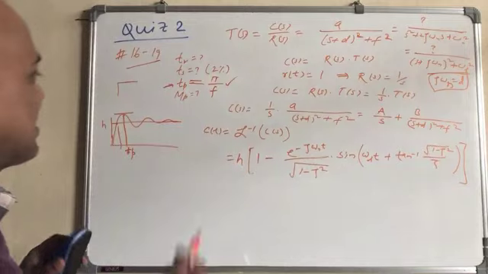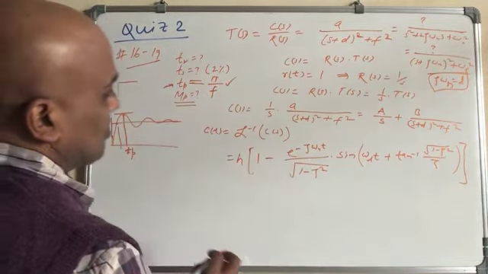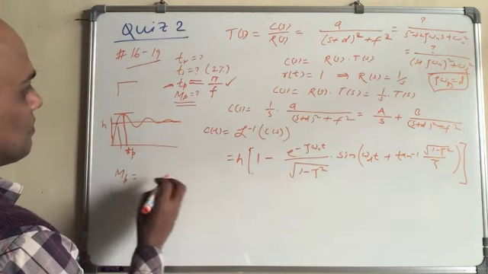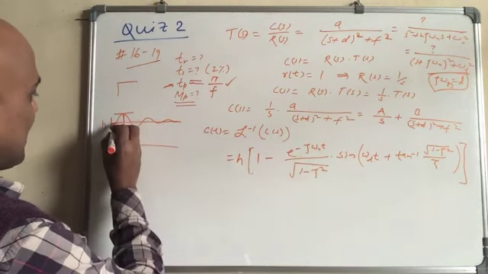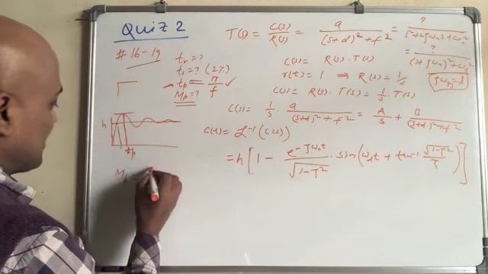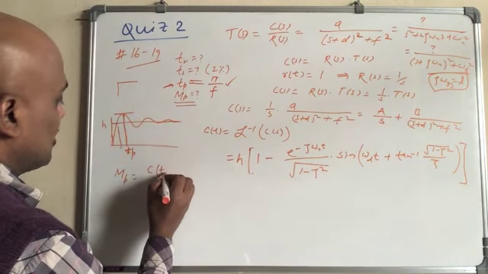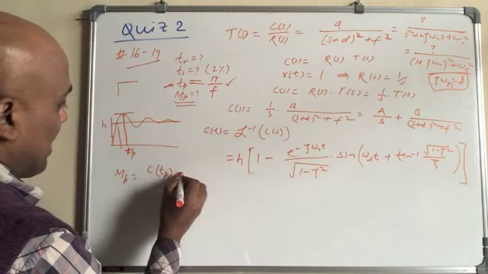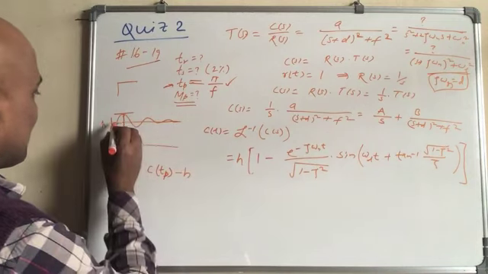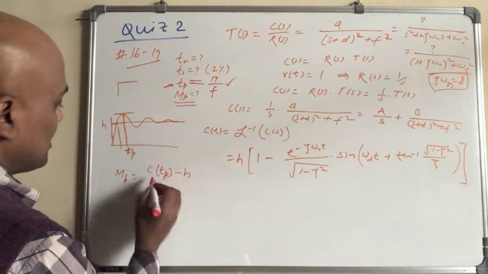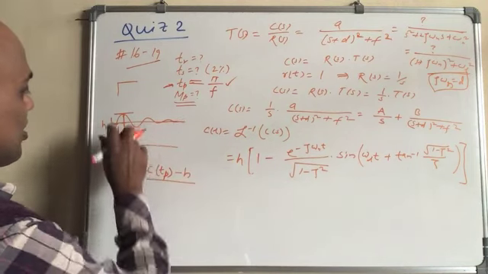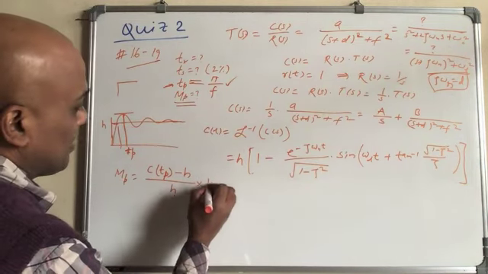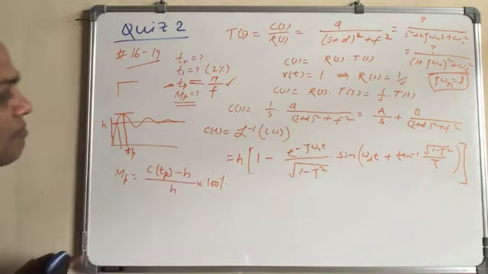Next is to find out the maximum overshoot percentage. So the Mp is given by, what is the value at this one? So C at t equal to tp, right? That we calculated just now. Minus the H value, H is the long term mean position, and divided by the long term mean position H only. So this multiplied by 100%. So this is what the value is.